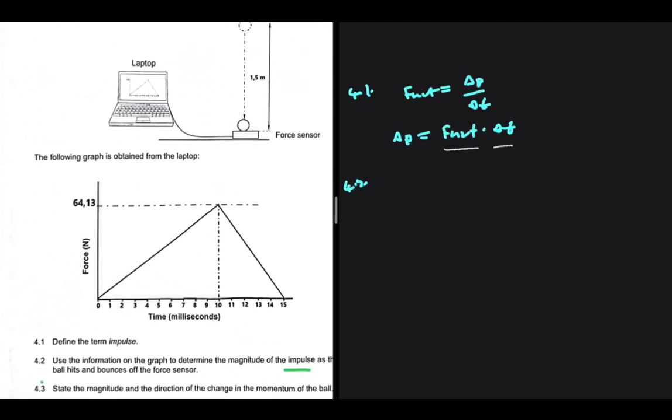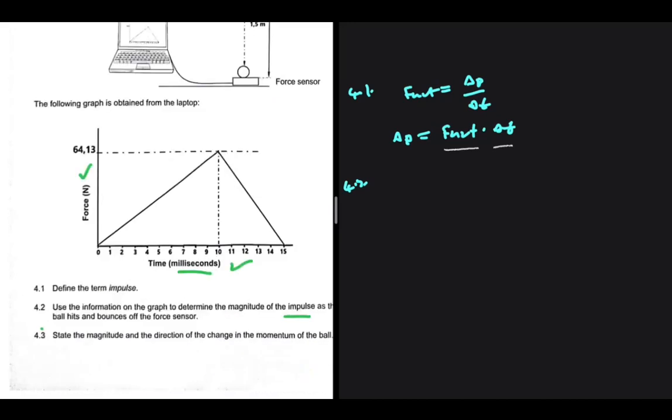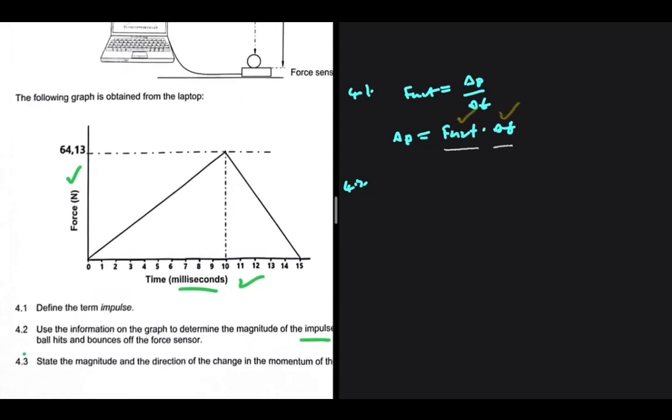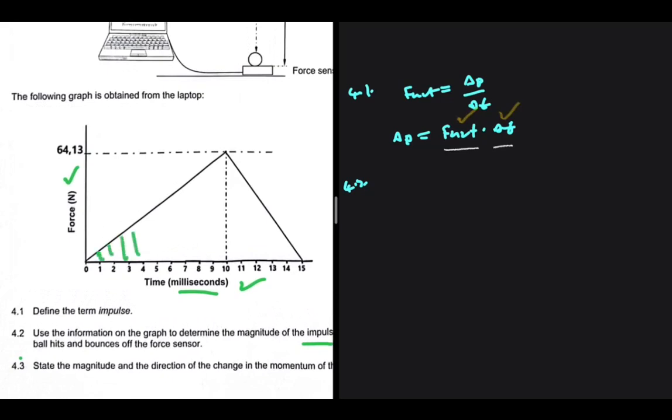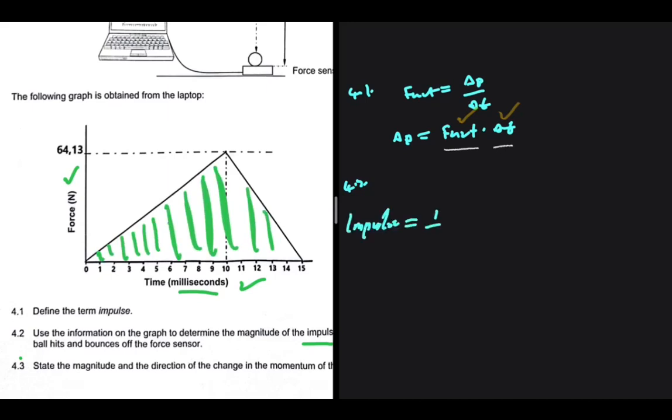And on the graph we're given the force versus the time. The force is in newtons and the time is in milliseconds. So as soon as you don't realize that the time is in milliseconds, you're probably going to get the question wrong. Let's use the information in the graph to determine the magnitude of the impulse. So the impulse is the force multiplied by the time. We have a shape, we have a triangle. So in order to find the impulse, we need to find the area of this triangle. How can you find the area of a triangle? That is half base multiplied by height.